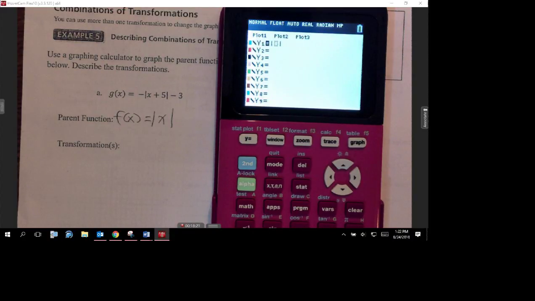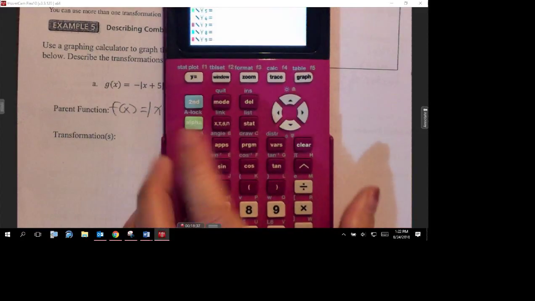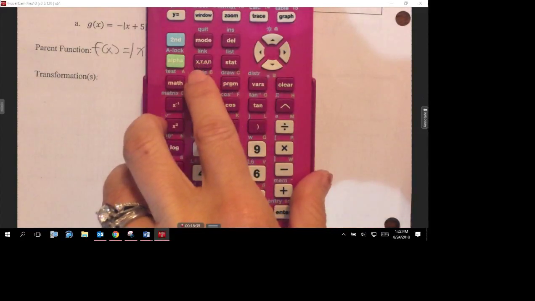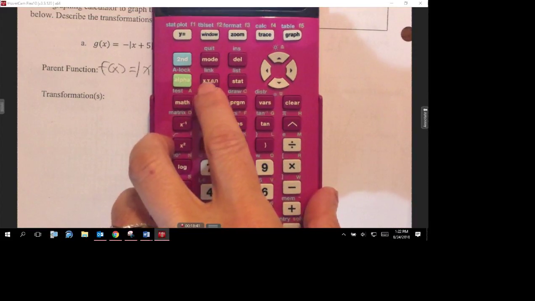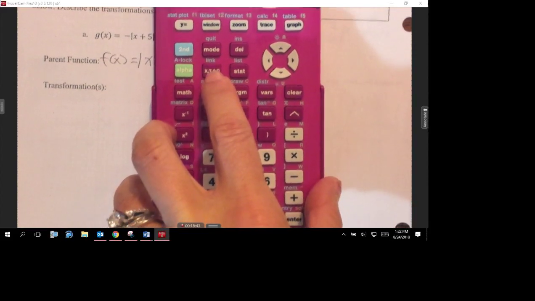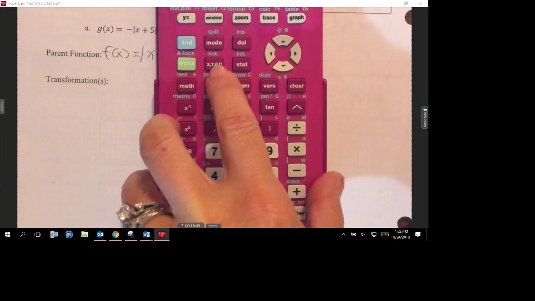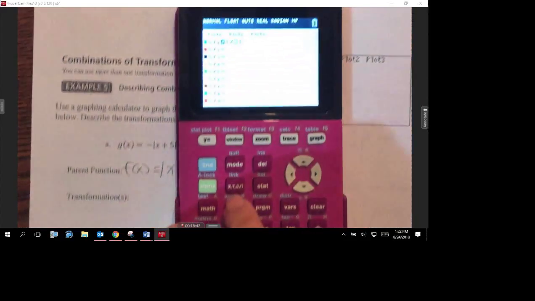And if you have the newer calculators, it will have the absolute value symbol. If you have the older calculators, it'll say ABS, open parentheses. Either sign, they're the exact same. The next thing we have to do is type in an X. And to get X, there's a special button. It's this button right here that says X, T, theta, and a little n. So hit that button to get X.